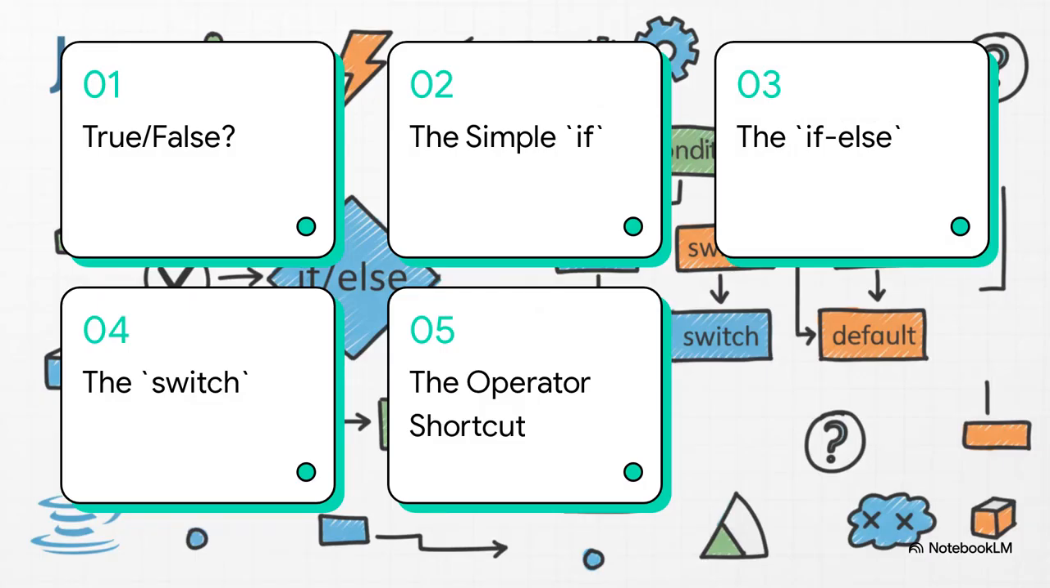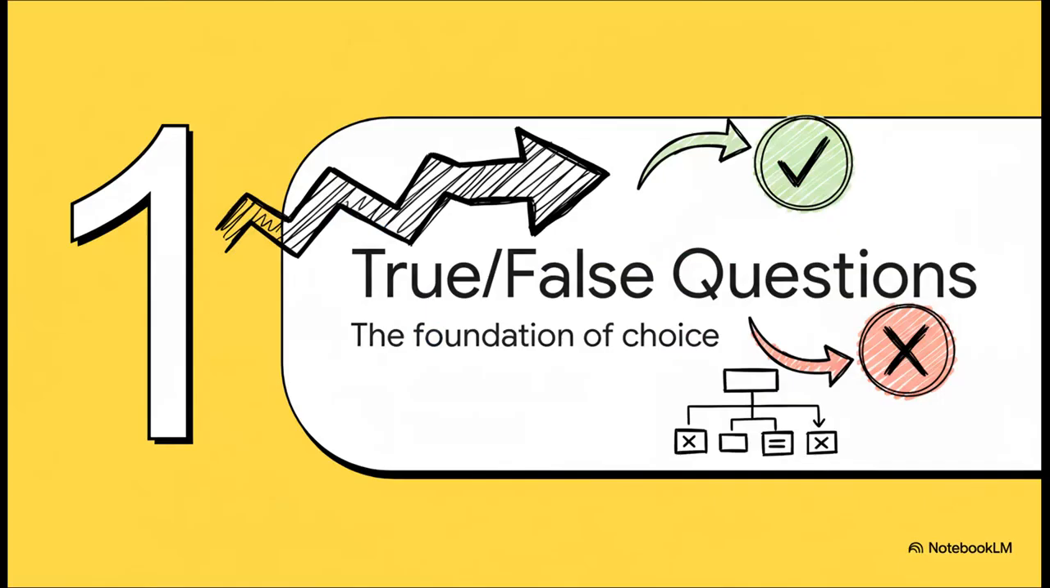So here is our roadmap for today. We're going to start with the absolute core question, true or false. Then we'll build on that with the simple if statement, expand it out to if else, learn how to handle lots of different options with switch, and then we'll wrap up with a really cool pro shortcut called the conditional operator. Let's do it.